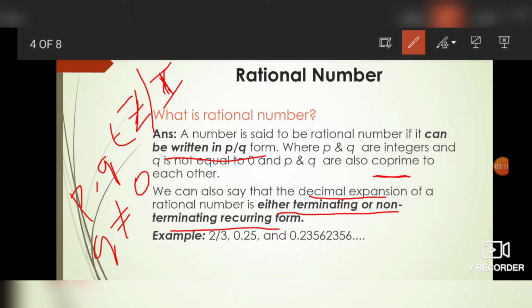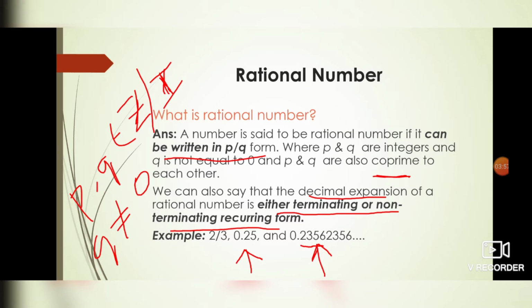So rational numbers can be written in three ways. In fractional form, we can write in p by q form. In decimal form, we can write it as a terminating decimal, that means a decimal that ends. An example is 0.25. And a non-terminating recurring decimal, for example 0.23562356. So it is a non-terminating recurring form. That means this block 2356 is repeating itself in the same fashion. So this is the definition of rational number.